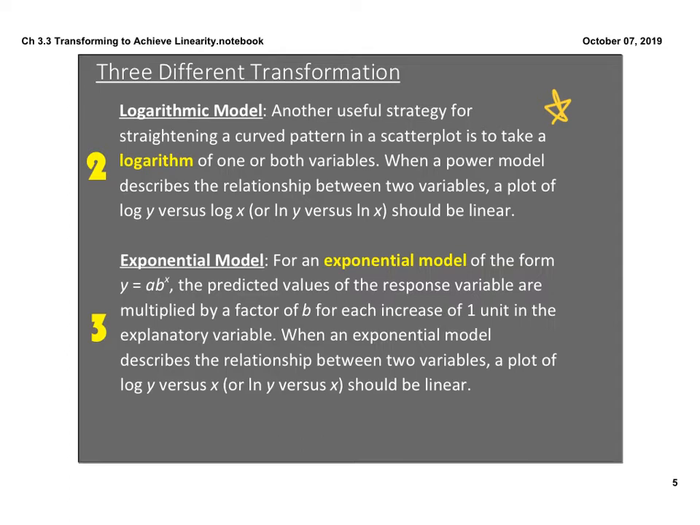The last one that is an option is an exponential model. It says for an exponential model of the form y equals a times b to the x, the predicted values of the response variable are multiplied by a factor of b for each increase of 1 unit in the explanatory variable. When an exponential model describes the relationship between two variables, the plot of log y versus x, or ln y versus x, should be linear. So that's if you're taking the logarithm of just one. This really turns into a logarithm model in essence anyway, but it's if you're just doing one variable basically.